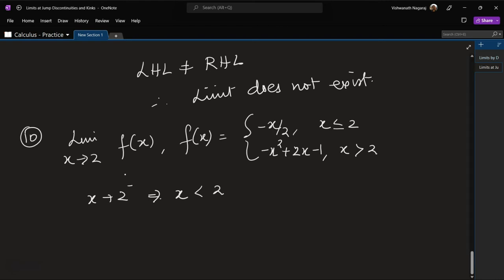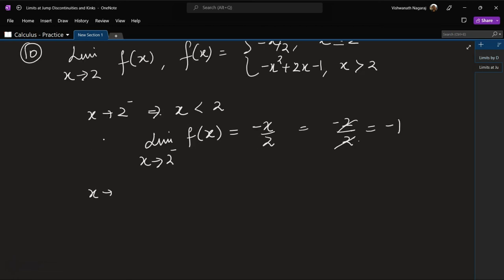Now, if it is less than 2, in that case, it can actually become 2. It can reach 2. But as far as we are concerned, in this case, the function will be minus x by 2. So our limit statement becomes as x approaches 2 from the negative side of f of x equal to minus x by 2 is equal to minus 2 by 2, which is minus 1.